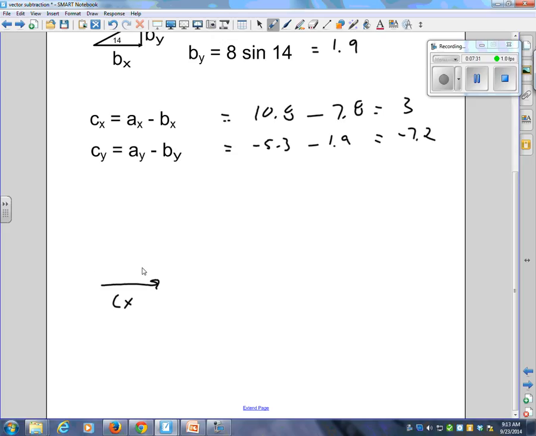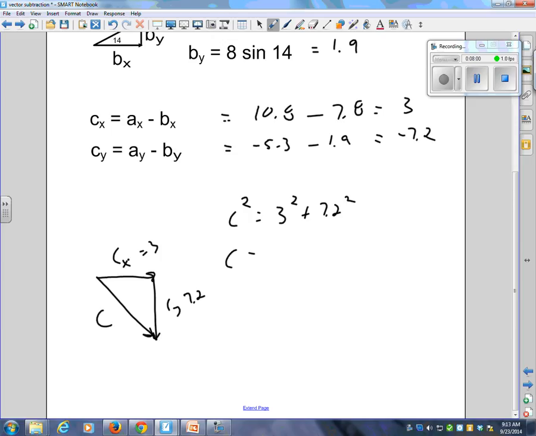So the cy is minus 7.2. So this is 3. This is 7.2. Do I need to put the negative sign in there? It's optional. It just indicates down, right? So this is my vector c here, right? So you would have c squared is equal to 3 squared plus 7.2 squared. You guys can do the math.